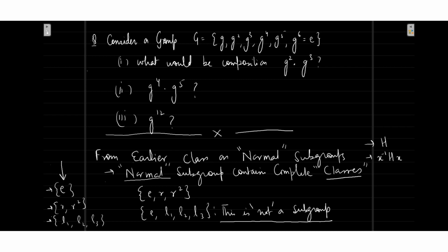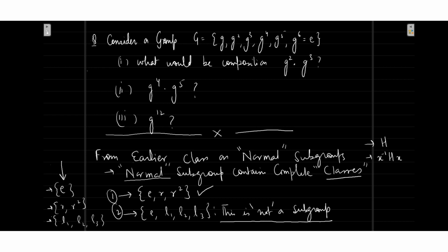And then I said that if we have to form a normal subgroup, that will contain complete classes. They cannot contain classes which are in between. So if I think about making subgroups from here, the element E of course has to go. So I can think about making this one and this one. So let's say 1 and 2.